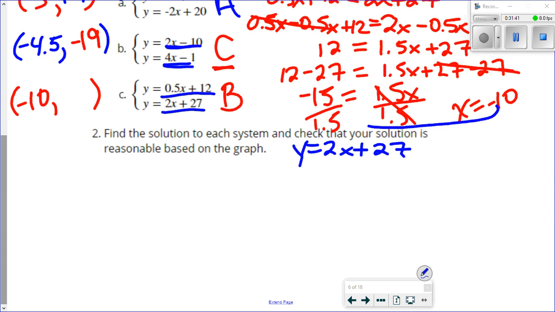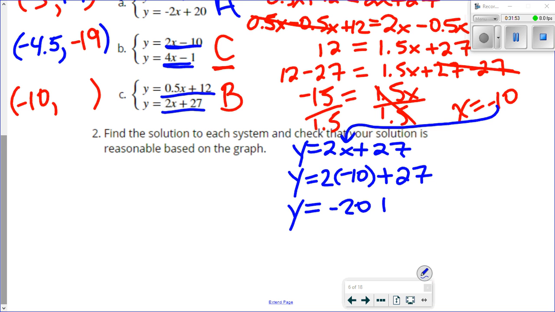I'm going to take what I got for x and input it into the equation. So negative 10 replaces x. And then I'm going to do the math. 2 times negative 10 gives me negative 20. Negative 20 plus 27 should give us 7. So now we have a y value in our system for our solution.